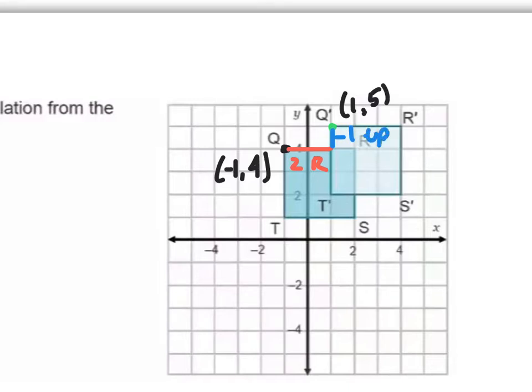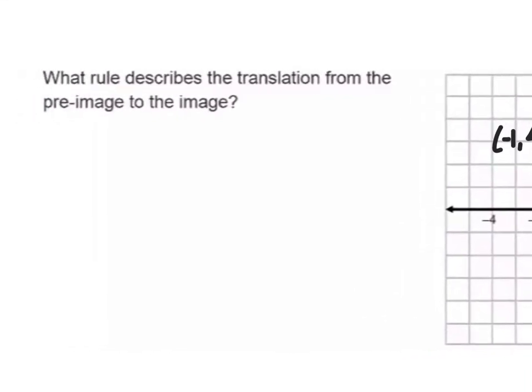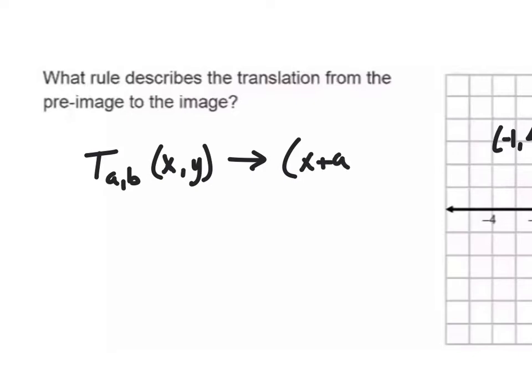If I take a translation, T means translation, and these are all of the form, let me write out the form again, a, b, and this is of x, comma y, and this turns into x plus a, comma y plus b. So a, remember, is your horizontal movement, and b is your vertical.